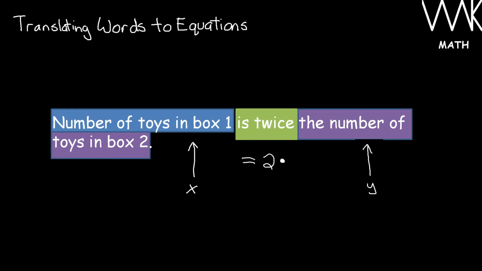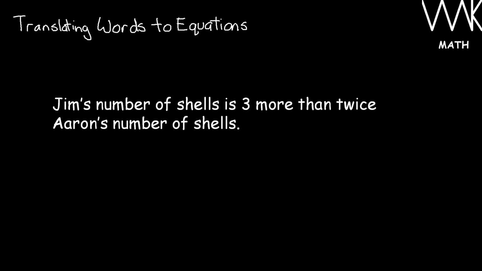Now, the 2 times is affecting something. In this case, it's affecting the number of toys in box 2. So it's 2 times Y, quite literally. And we can come to the conclusion that our statement is X equals 2 times Y. Let's take a look at the third statement here. Jim's number of shells is 3 more than twice Aaron's number of shells.